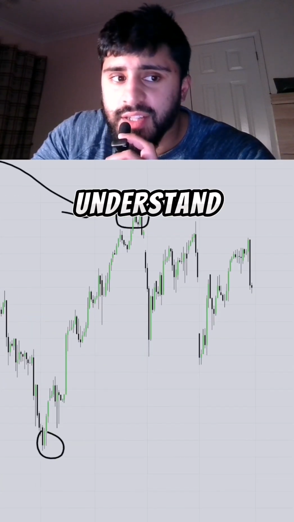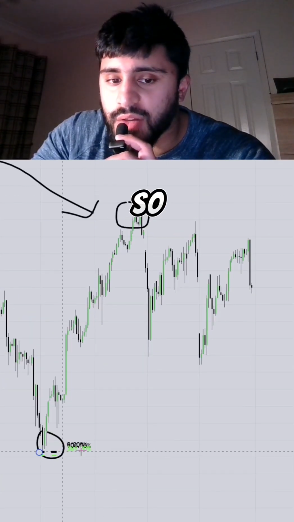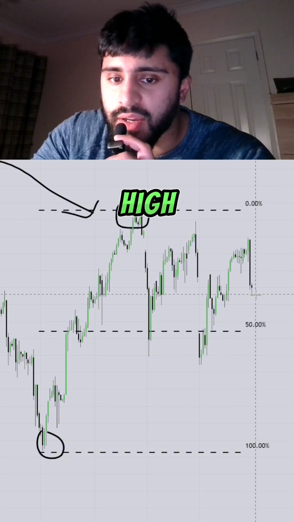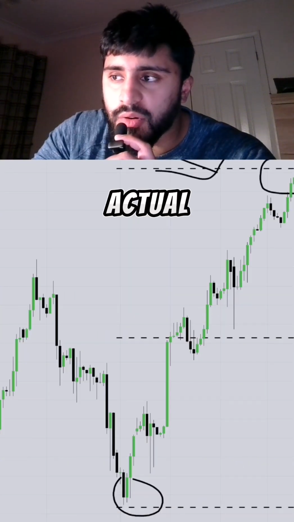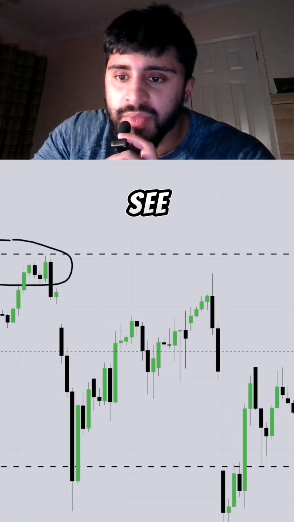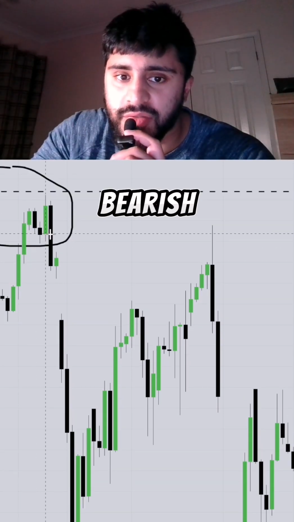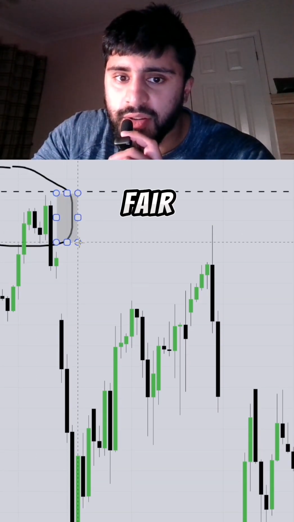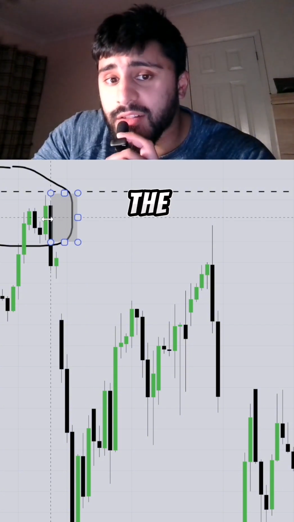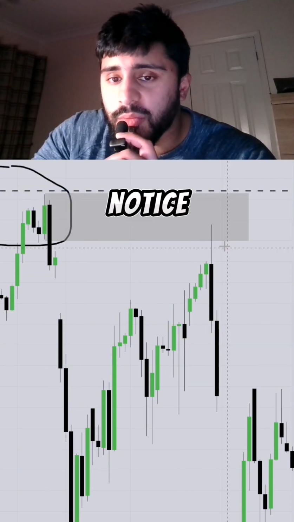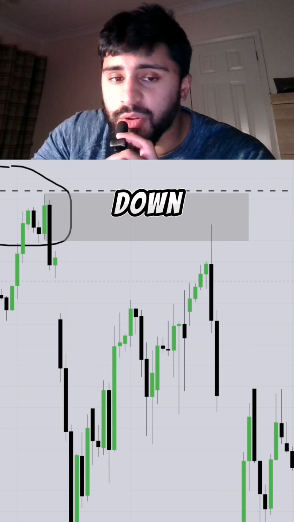Now from here, you need to understand your premium and discount array. So we have a structural low and we have a structural high over here. But when we zoom into the actual price action itself, what we can see is a supply chain forming. A supply chain is a bunch of bearish fair value gaps. So we had a fair value gap just over here. I always mark the candle before the fair value gap. Notice how price respects this and heads down with a wick.